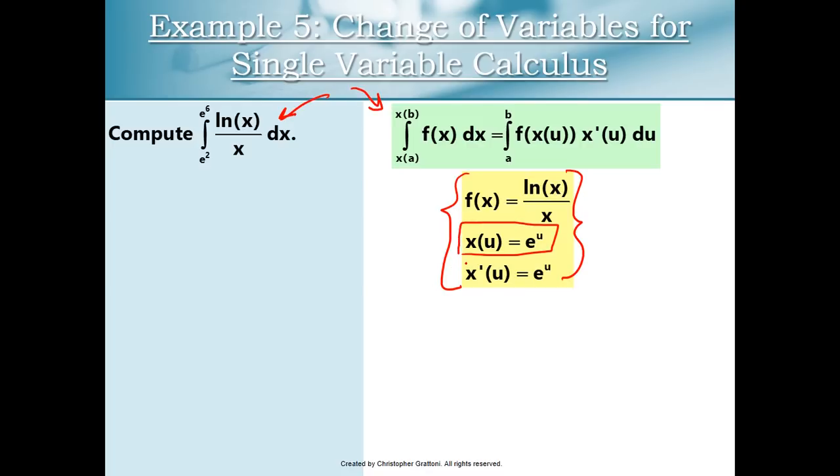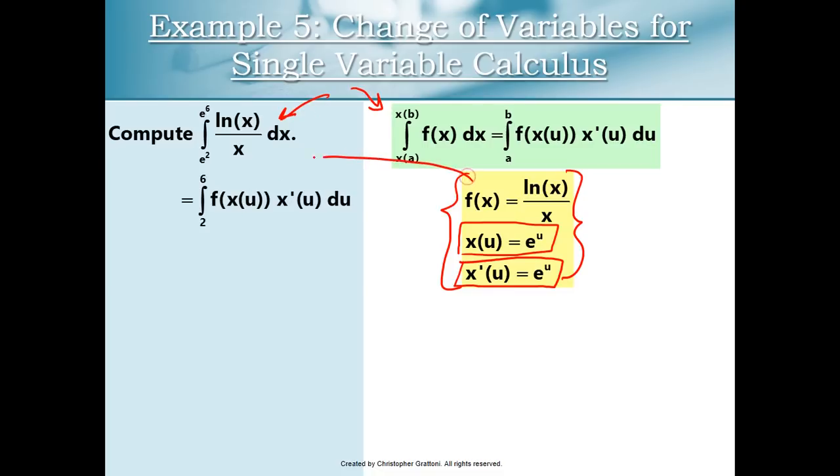I know that last year you would have said that u is equal to the natural log of x. I'm reversing the variables there. I'm saying x of u is equal to e to the u. Well, natural log of x and e to the u, those are inverses of each other. So I'm just kind of changing the perspective here. Anyway, x prime of u is e to the u. So you could plug all that stuff in.